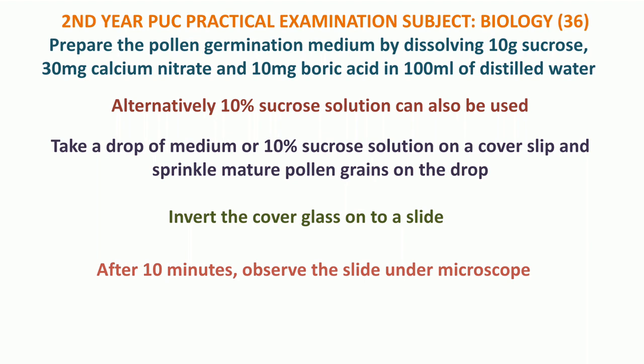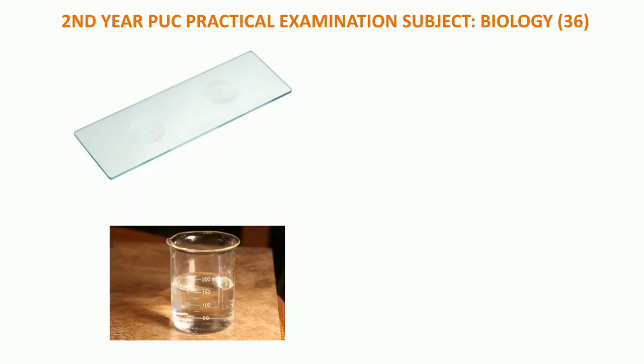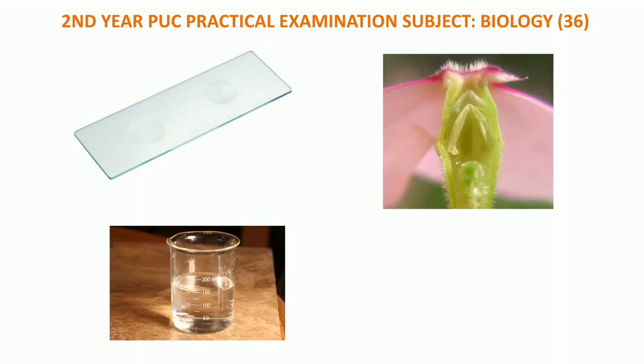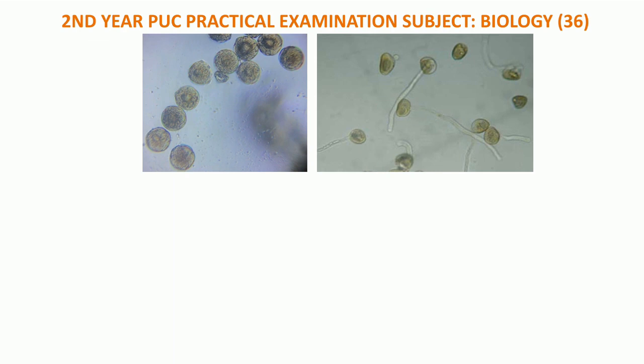This is the procedure for this experiment, but there is no need to write this procedure in the answer sheet. The method is to take a slide and 10% sucrose solution, take pollen grains from the stamens of a flower, prepare a slide with them, and observe it under the microscope. Under the microscope, in a microscopic field, when you observe 10 pollen grains, after a few minutes, out of these 10 pollen grains, 7 are germinated and the remaining 3 are not germinated.